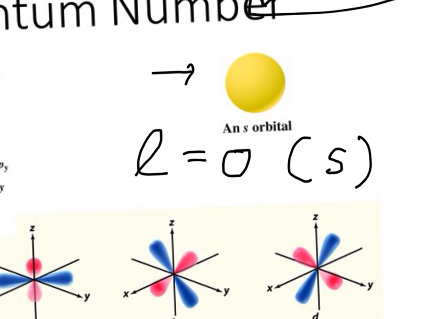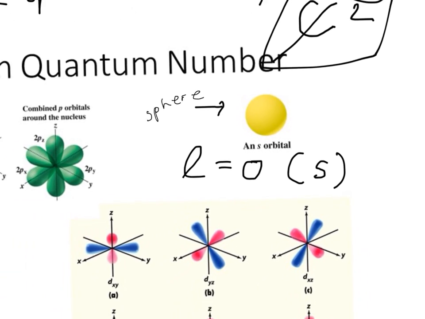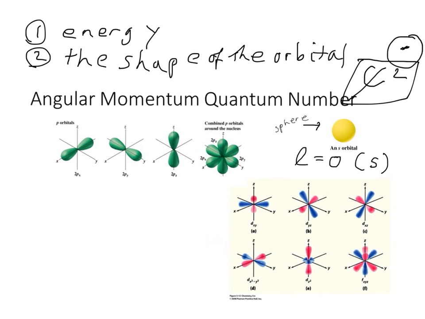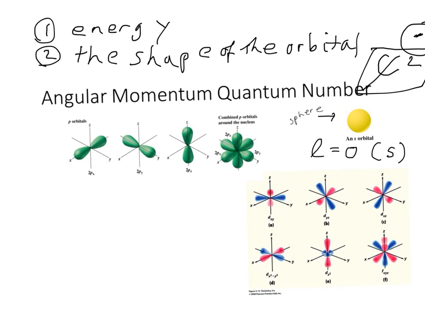If your angular momentum quantum number is 0, in other words, you're in an S sublevel, then the orbital will be a sphere. That's three-dimensional. If your angular momentum quantum number is equal to 1, meaning you're in the P sublevel, your orbitals will look like two ice cream cones.